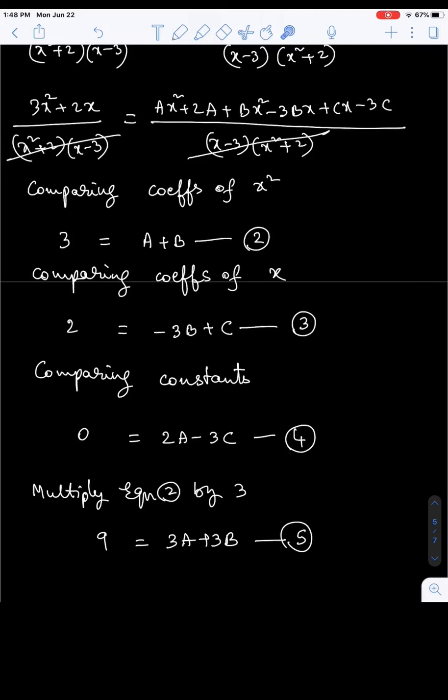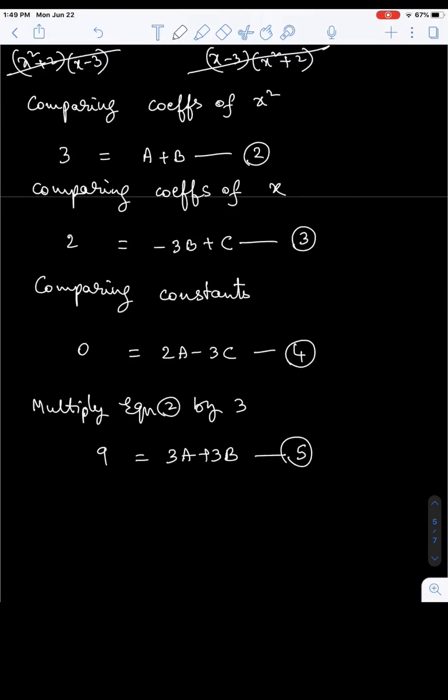See what happened. Equation 2 is multiplied by 3. 3 threes are 9. 3a, 3a, 3b, 3b. See what happened. If I take equation 3. Why take equation 3? Because actually our plan was to cancel these. That's why I multiplied it by 3.